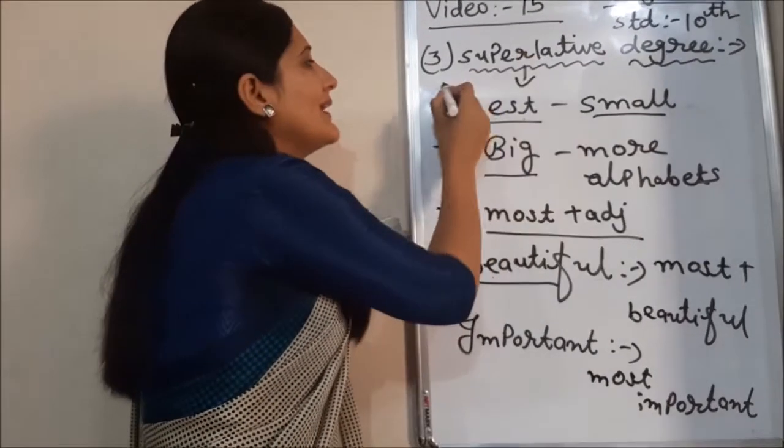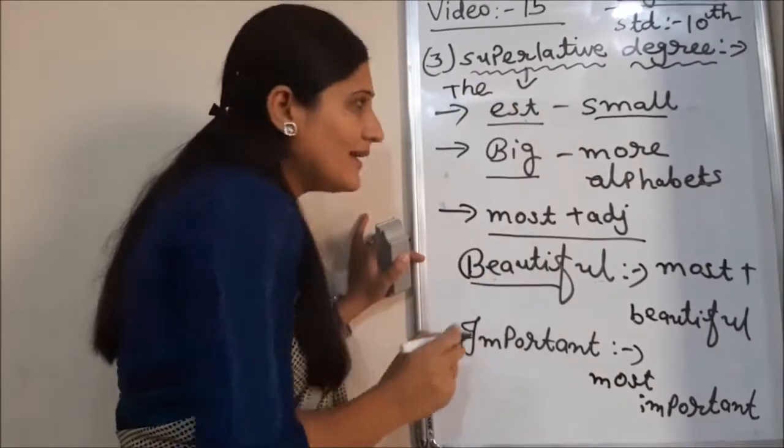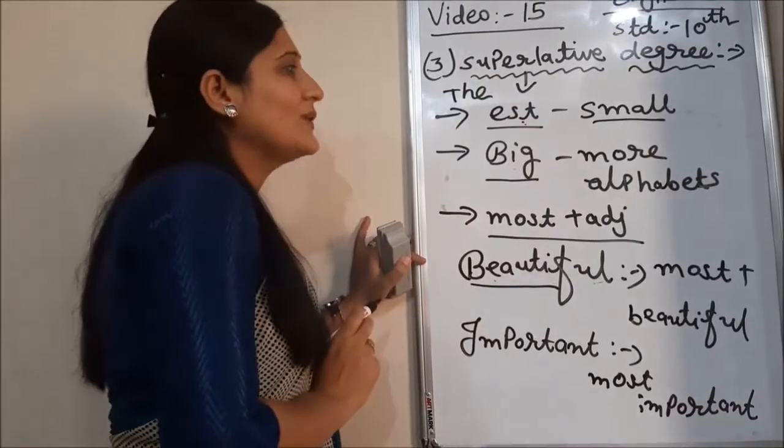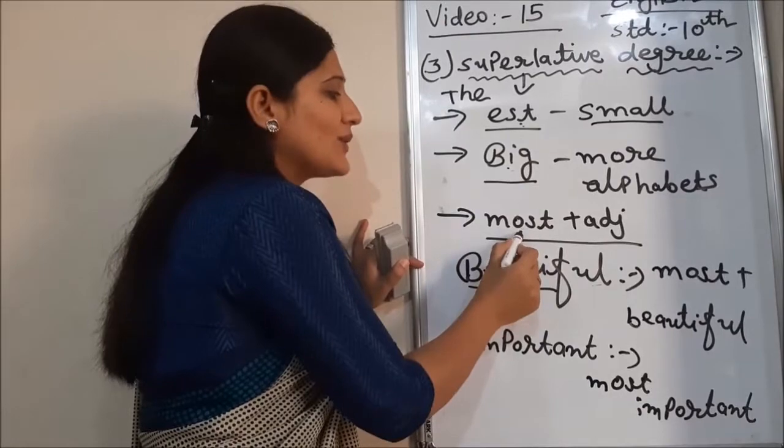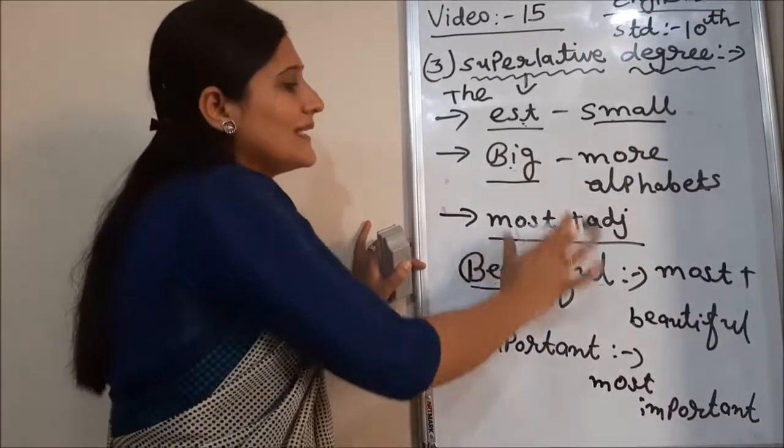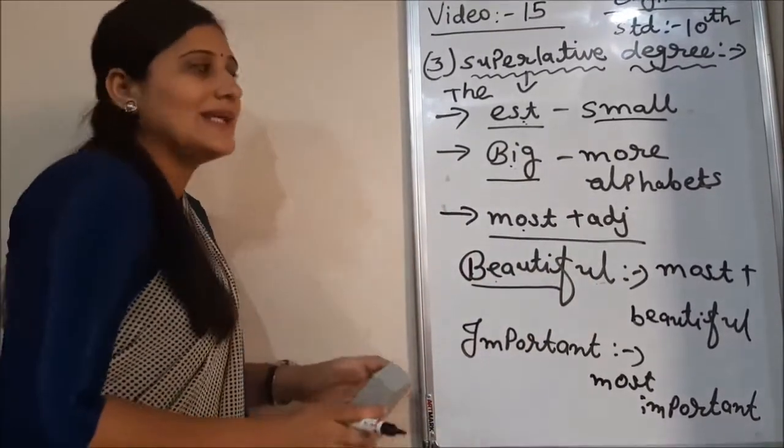So only a simple thing you have to keep in mind. In superlative degree, "the" is compulsory to add. Est you compulsorily need to add if it is a small adjective; if it is a big adjective, you need to write most plus adjective. This is about half of superlative degree.